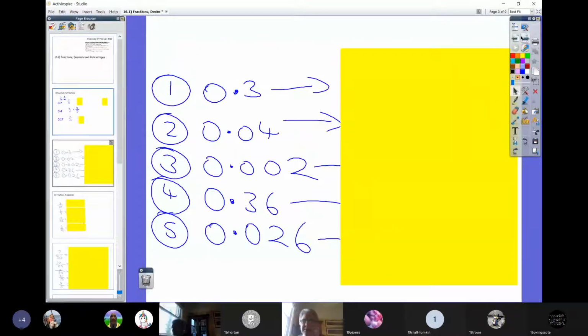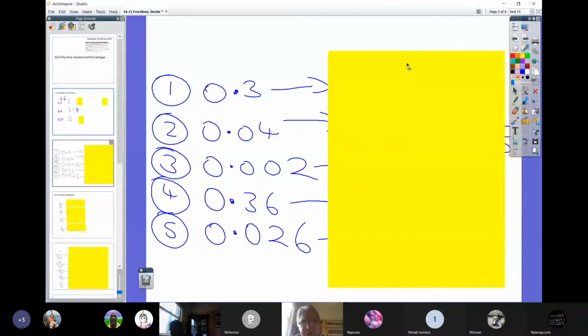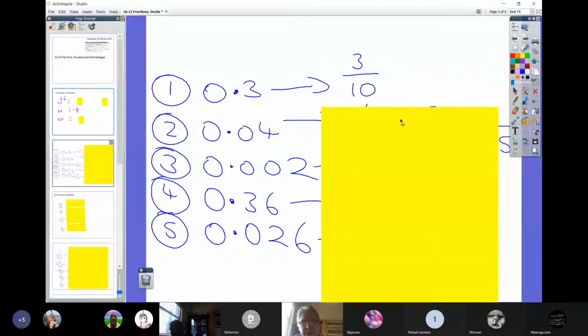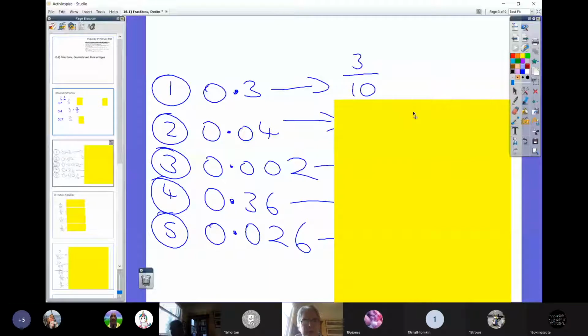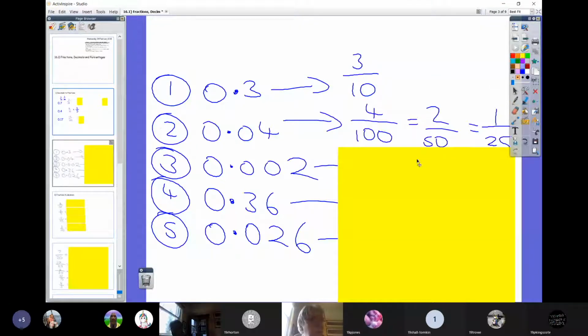Now, I'm just going to quickly rattle through these just to see if you can envisage them in your heads before I reveal the answers. I would give you time to do these if we were in school, but obviously that's not so easy. So just look at these and try and do these in your head. So 0.3 will be 3/10. 0.04, that's going to be 4 hundredths, which is 2/50ths, which is 1/25. Then we've got 2 in the thousandth column, so that's 2/1000, which will simplify to 1/500.